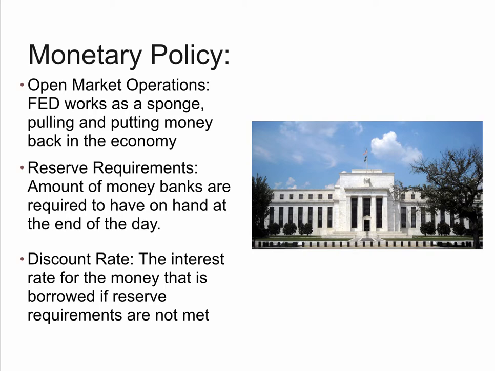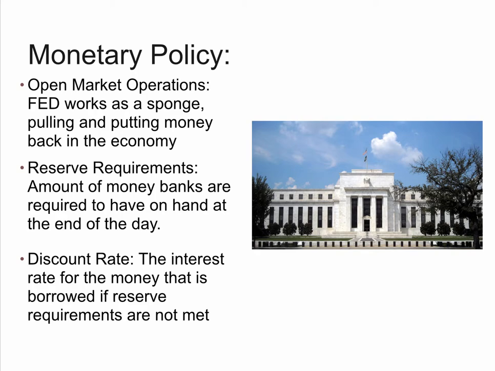Now, open market operations is when the Federal Reserve is acting like a sponge. When you squeeze a sponge, all of the water comes out of the sponge. That water would be money. In a time of an economic crisis, the Federal Reserve might squeeze the sponge. Currently in our economy, the Federal Reserve is holding that sponge squeezed to keep money in our economy. Interest rates are pretty low right now, and they have remained low even with signs of economic recovery happening in our current nation.